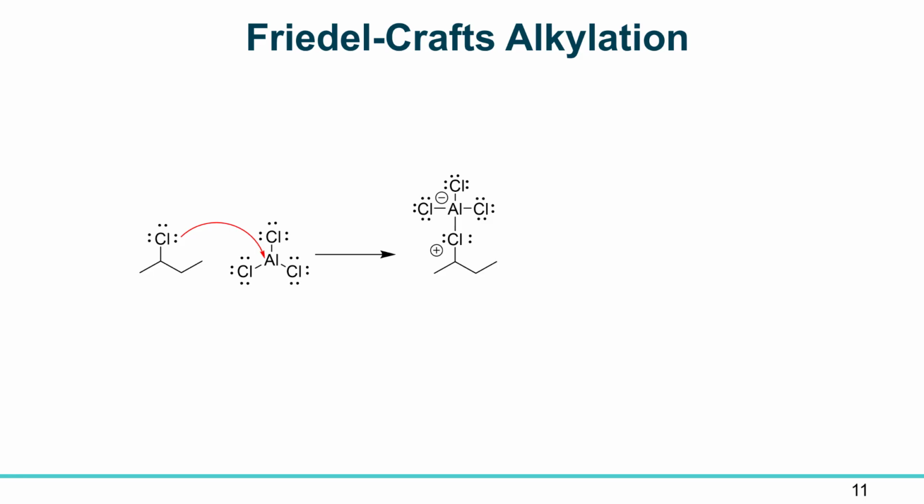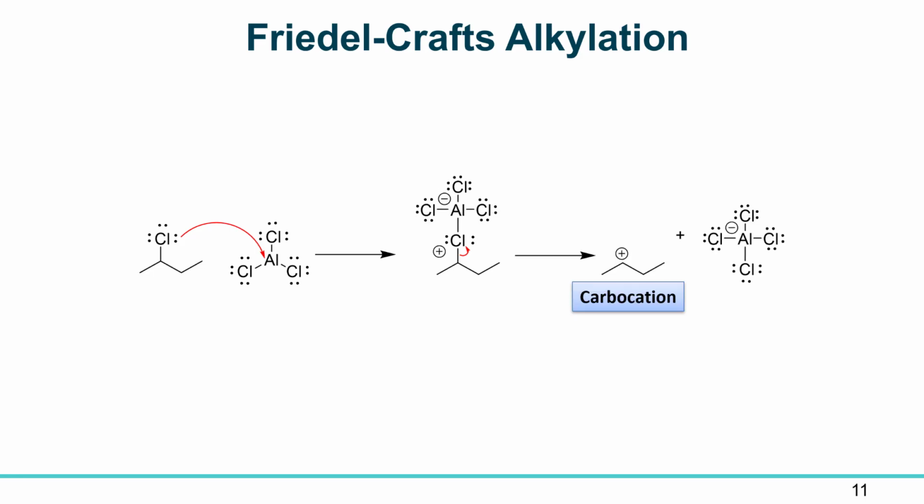A lone pair on the halogen chlorine atom can perform a nucleophilic attack on the central aluminum atom of AlCl3, the Lewis acid. The resulting adduct then breaks the carbon-chlorine bond to move the electrons onto the chlorine atom, generating the carbocation electrophile and the byproduct tetrachloroaluminate, AlCl4-.